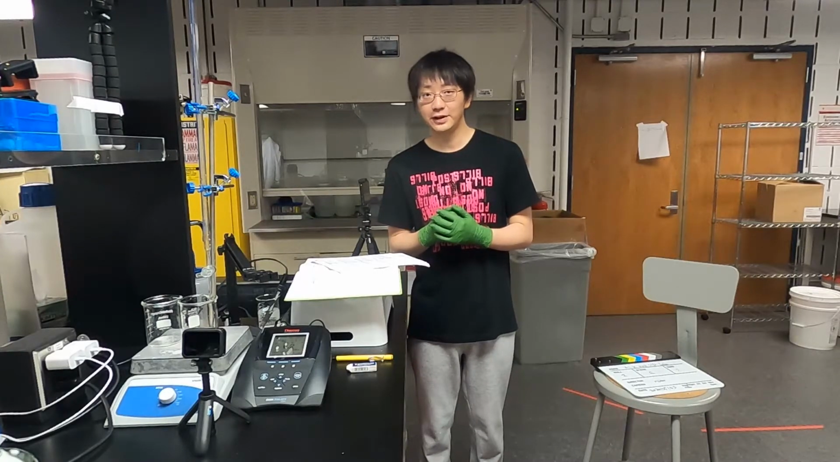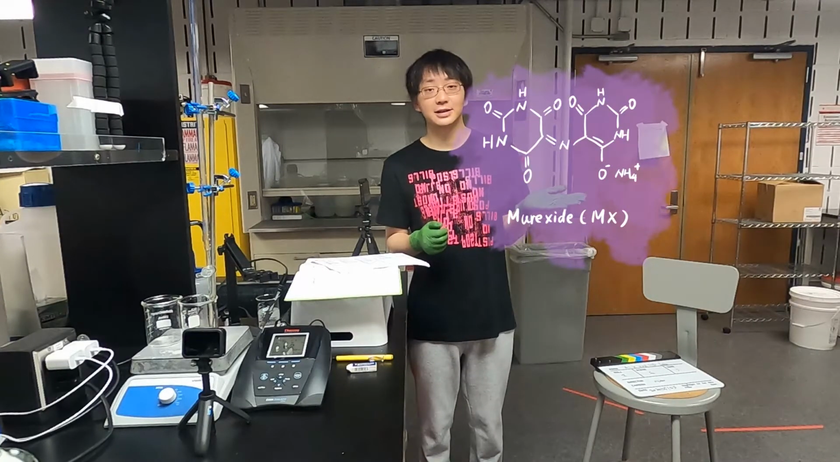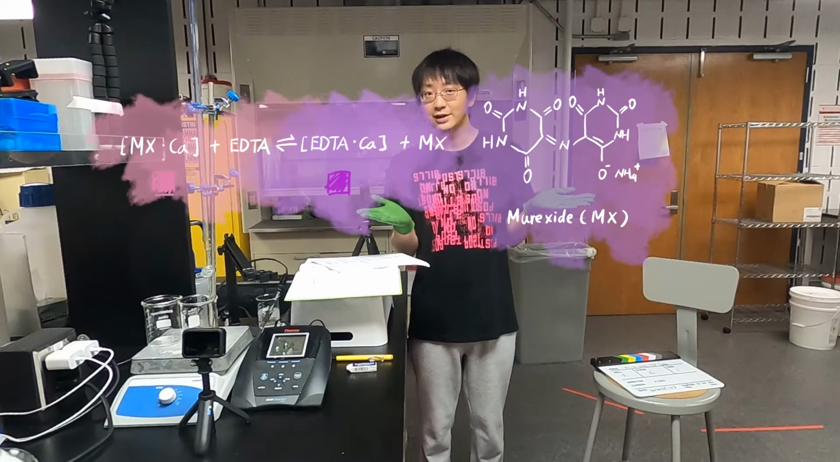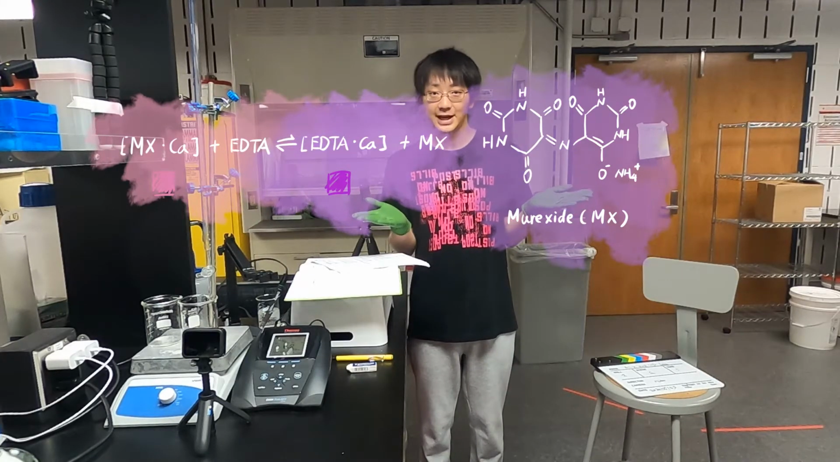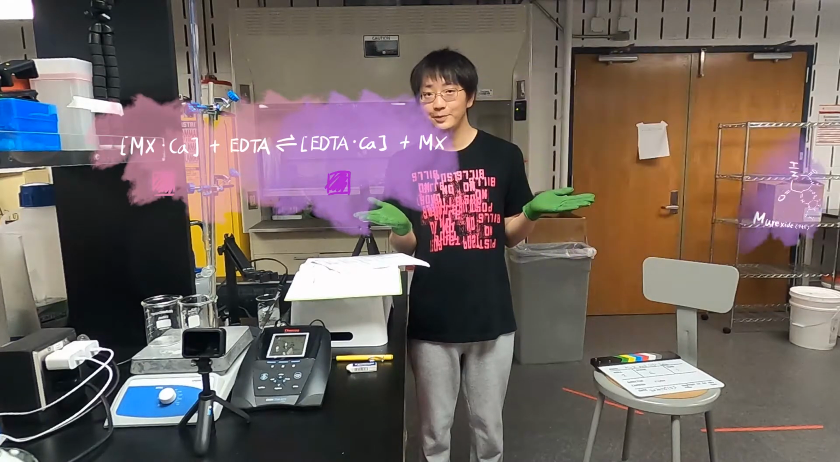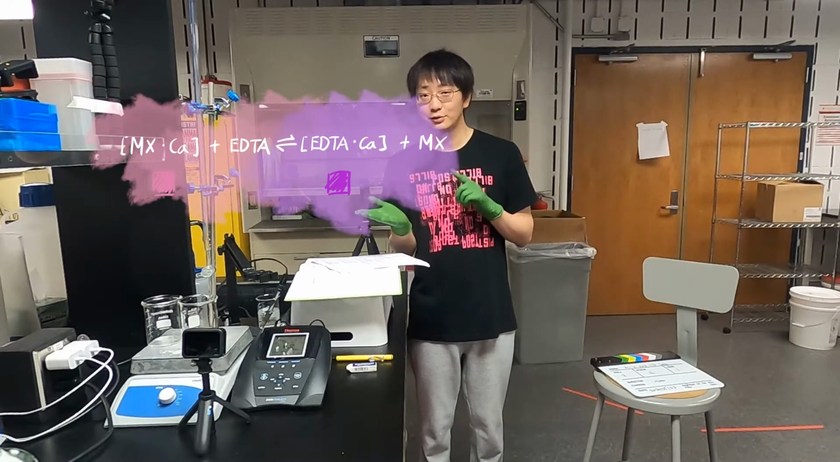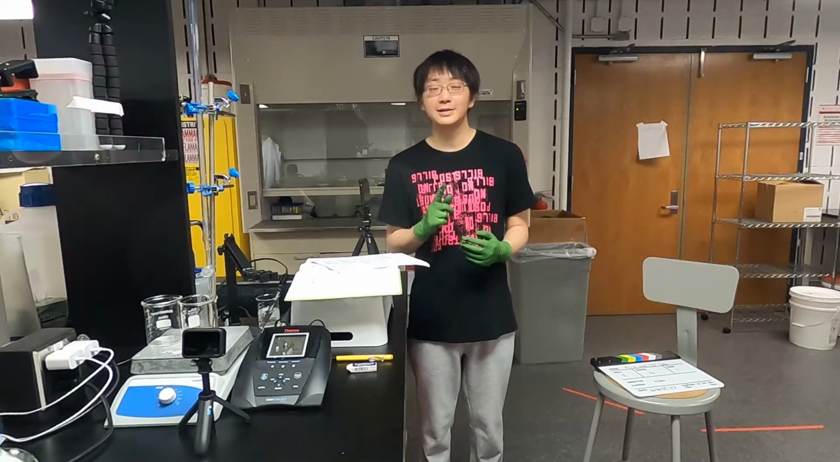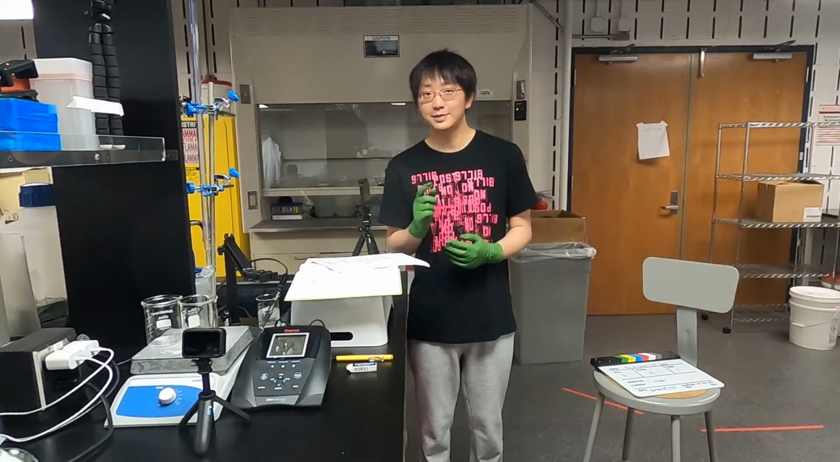For the indicator, we use murexide. Here is the chemical structure of murexide, and here is a chemical reaction. We can see that as we add EDTA into the solution, the reaction goes to the right, and the color will change from something like pinkish into purplish. And then let's do the experiment.